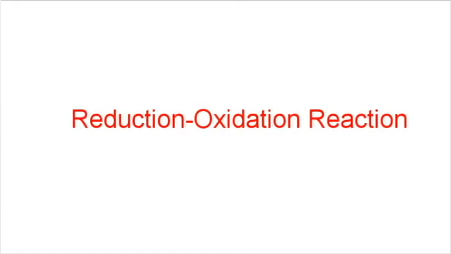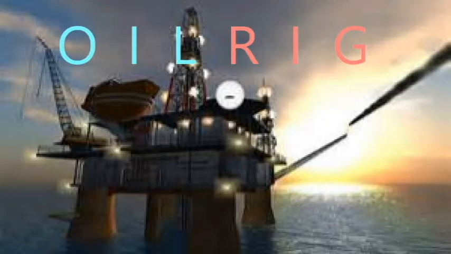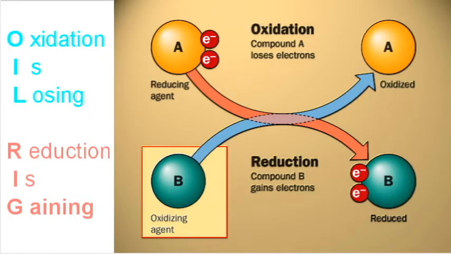Electrochemical cells use what are known as reduction oxidation reactions, or redox reactions. So what is oxidation and reduction? To remember this, we use the acronym OIL RIG, which stands for oxidation is losing, reduction is gaining. Remember, when we're talking about oxidation, reduction, losing and gaining, we're talking about electrons.